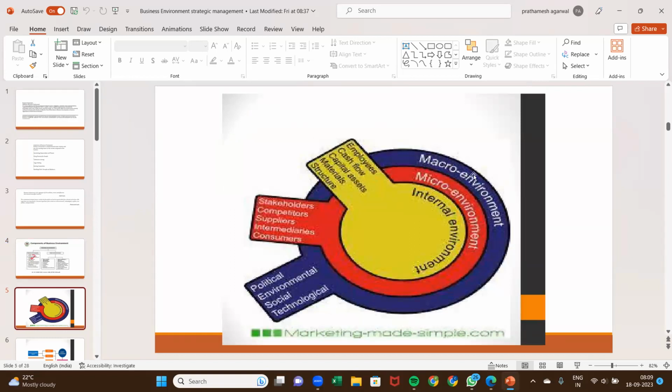You see in the blue, we see the macro environment, which has four components: political, environmental, social, and technological. And then we have the red one, which is the micro environment. The components are stakeholders, competitors, suppliers, intermediaries, and consumers. And the third one, we have the internal environment. The components are employees, cash flow, capital assets, materials, and structures.